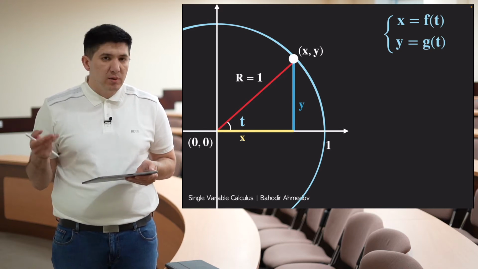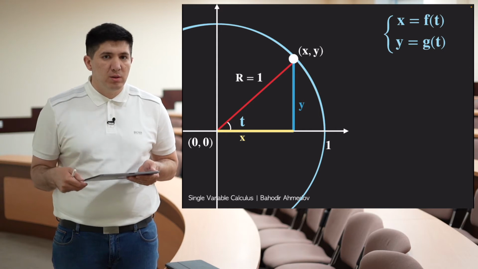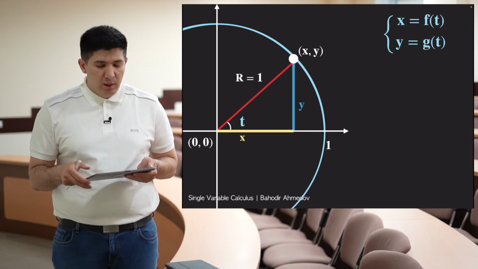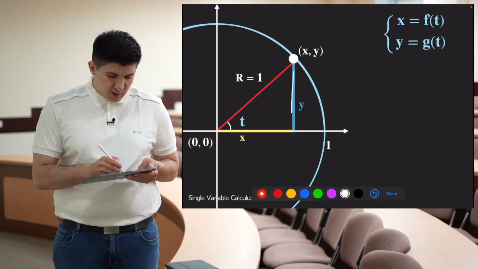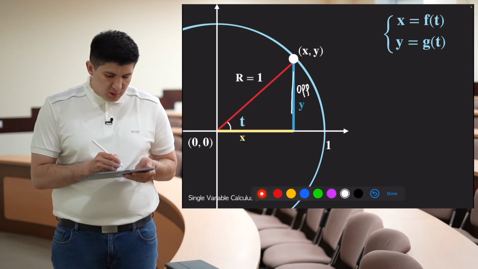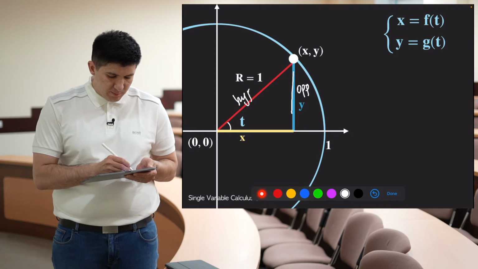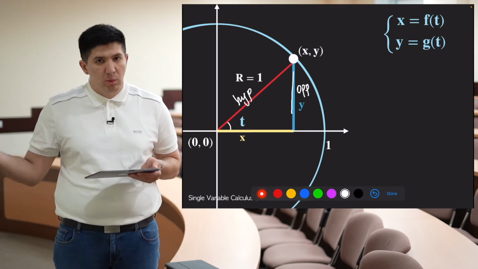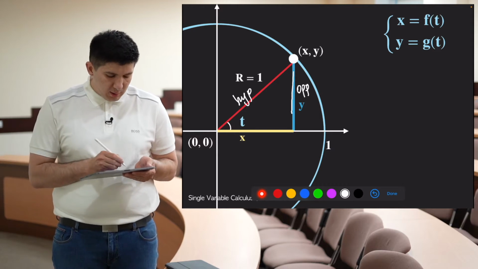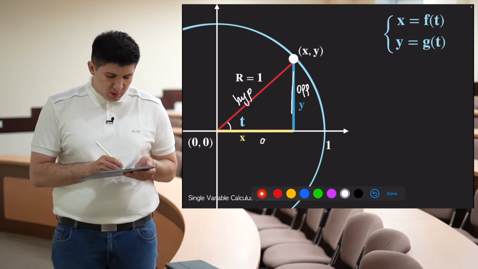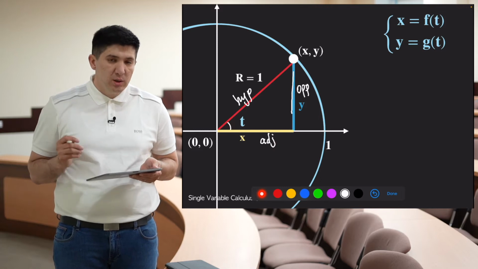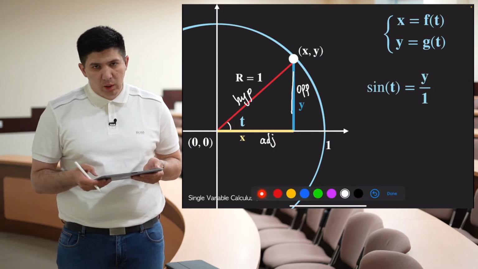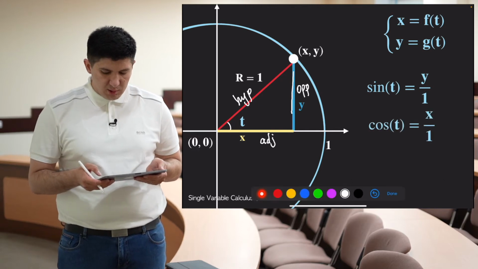Because the radius of this unit circle is equal to 1, and we know by definition that sine is the ratio of the opposite side to the hypotenuse. In this case, the sine of t is going to be equal to y over 1, and the cosine of t is going to be the ratio between the adjacent side and the hypotenuse. So the sine of t is y over 1, and cosine of t is equal to x over 1.